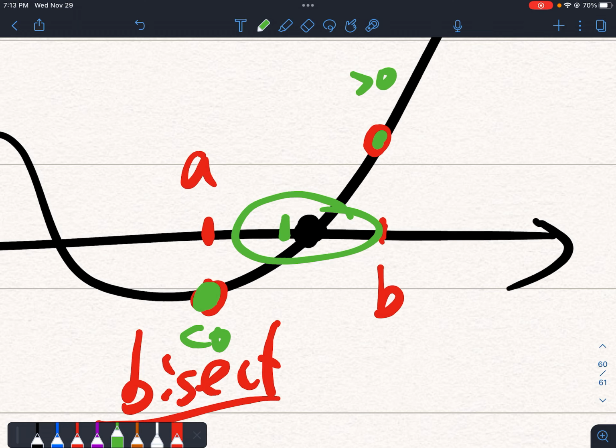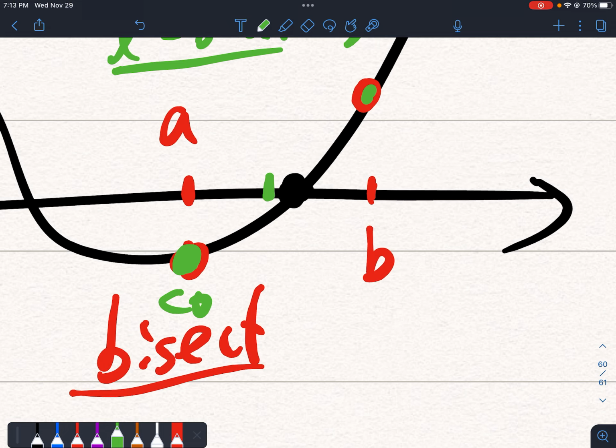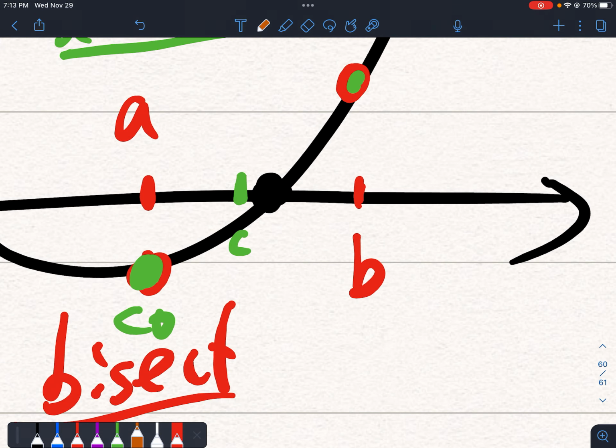You can see the value at A is less than 0, and the value at B is bigger than 0, which means there must be a 0 on this interval of length B minus A. Let's call this value L, the length of the interval, so L is B minus A. So there must be a 0, but we want to find what it is. So we bisect this interval at some point C. Then we look at the value at C. If the value at C is 0, then we win, but usually it's not. So it's either positive or negative.